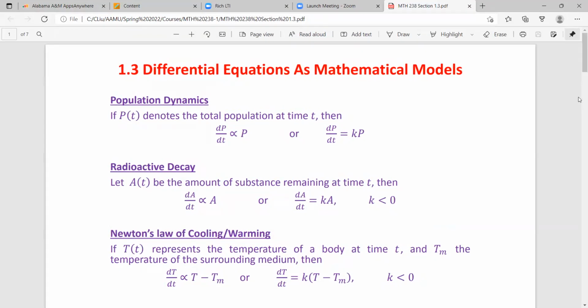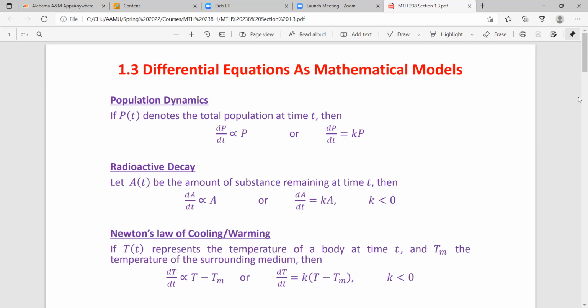In order to determine the behavior of some real-world problems, you need some initial conditions, like the motion of an object. You need the initial position of the object and the initial velocity and those things. So that's called the initial value problem.